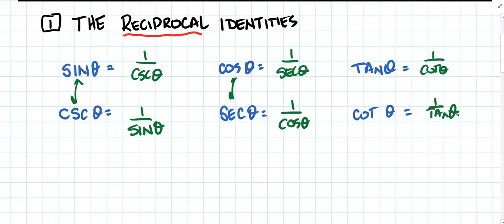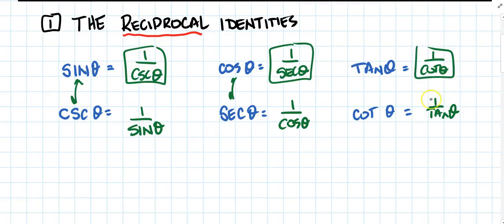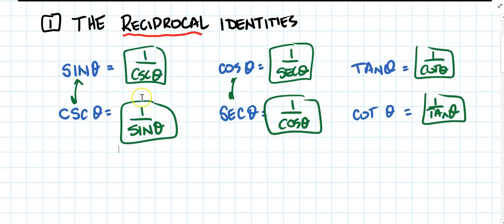The reason they call these the reciprocals is because each of these can be written in terms of 1 over something, and that's what makes it a reciprocal. I don't think this is anything new, but now it's formal and it's in our notes.